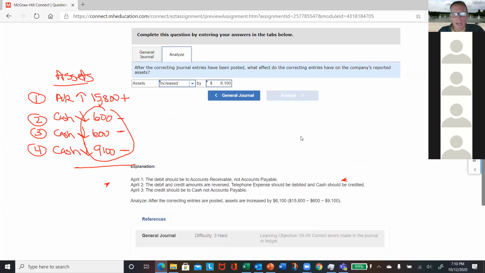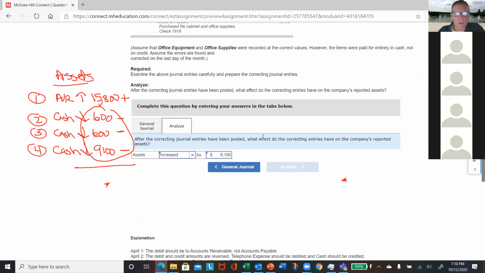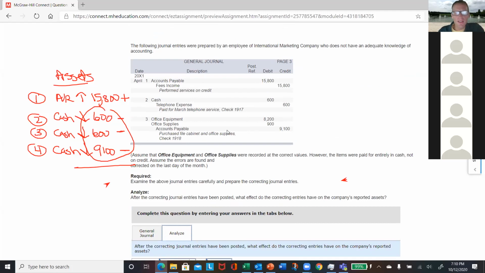I see what they did, but the actual question says, after the correcting journal entries have been posted, what effect do these correcting entries have on the company's reported assets? It would be a difference of 5,500. It should be, yeah. So I think that's an error. I'll make sure. I think what they're looking at is it goes to 0, and then you minus 600.